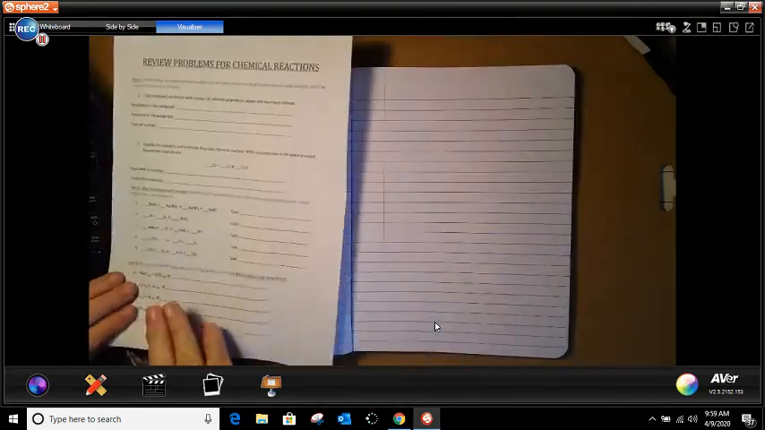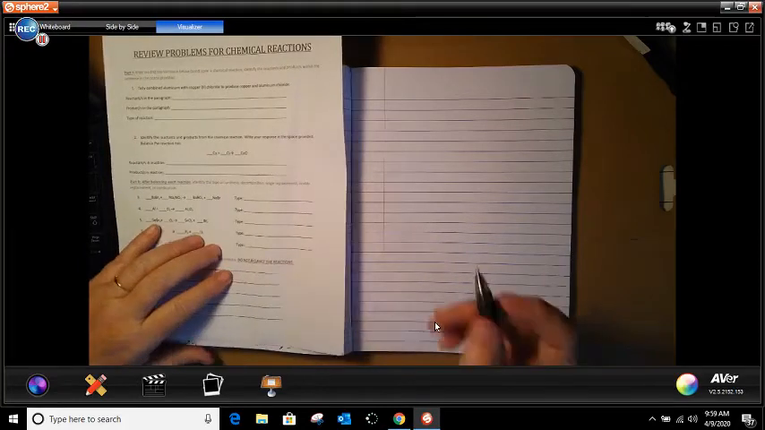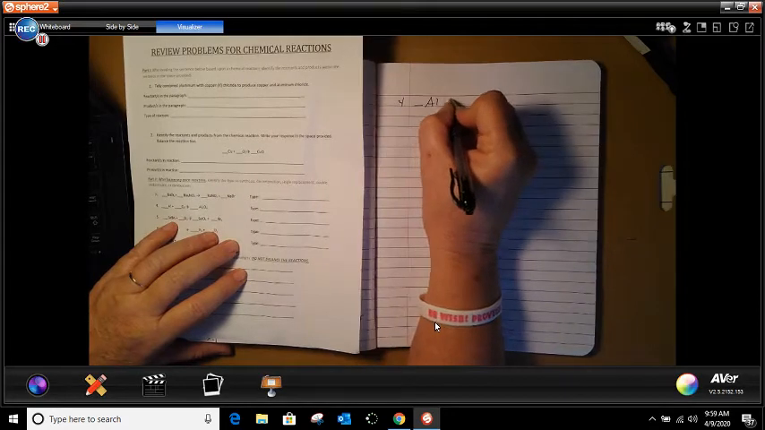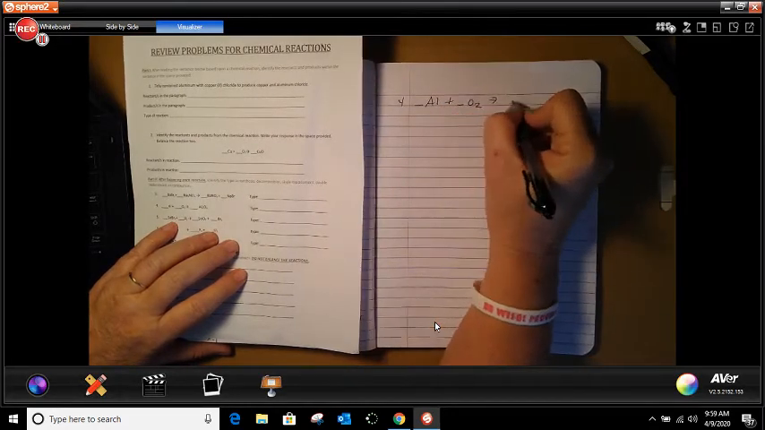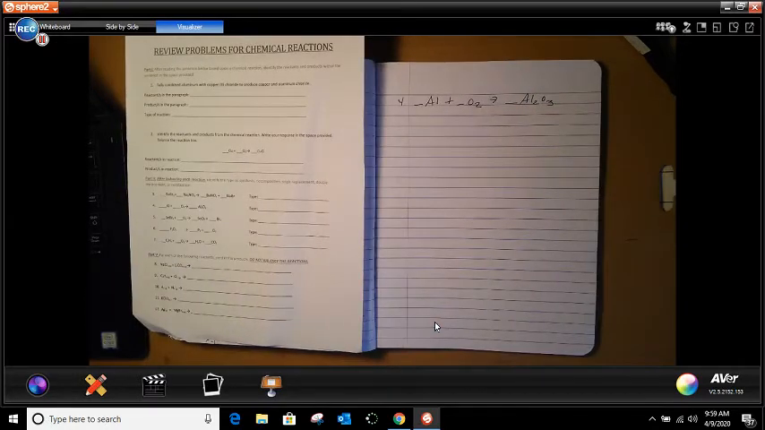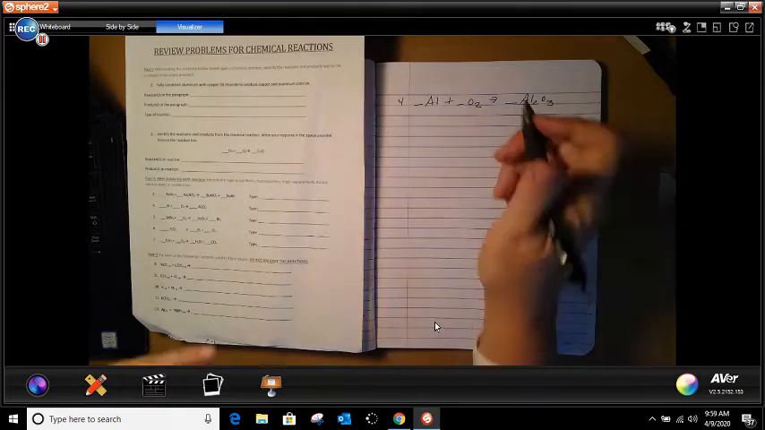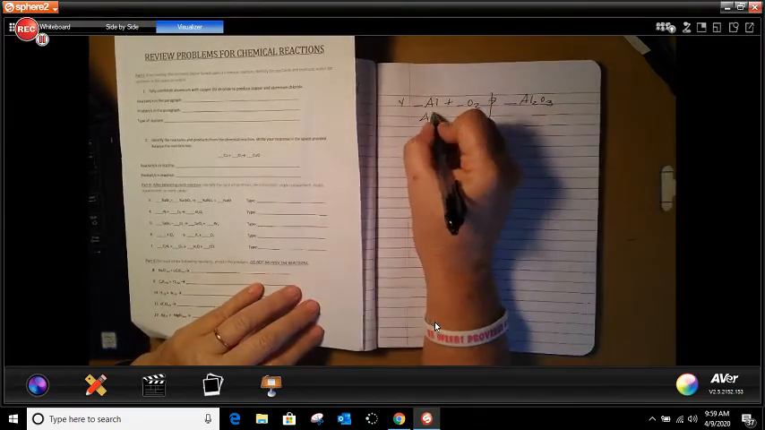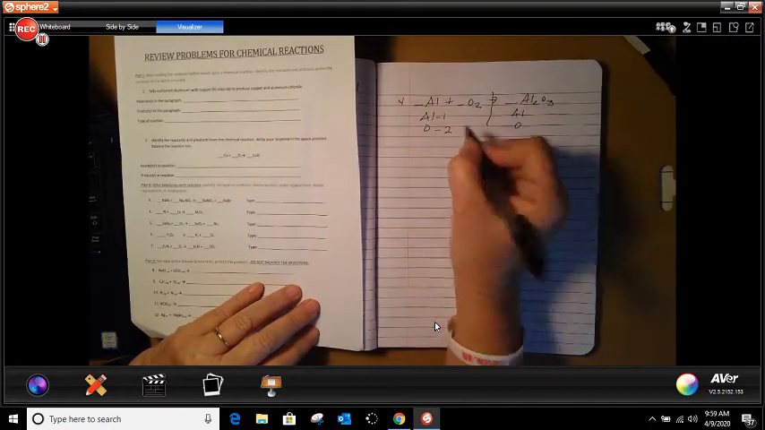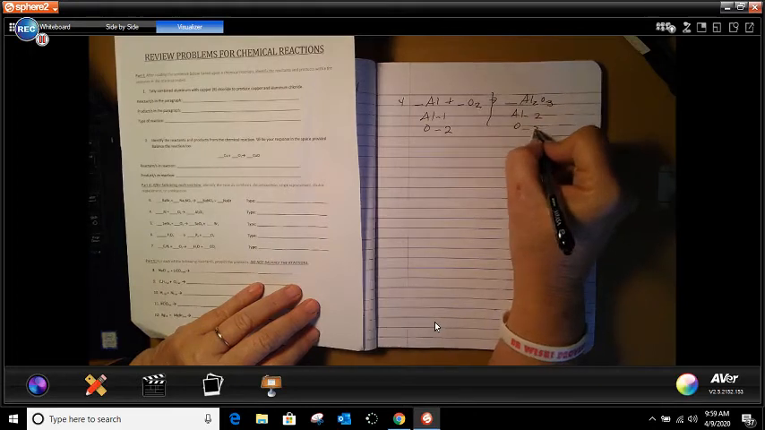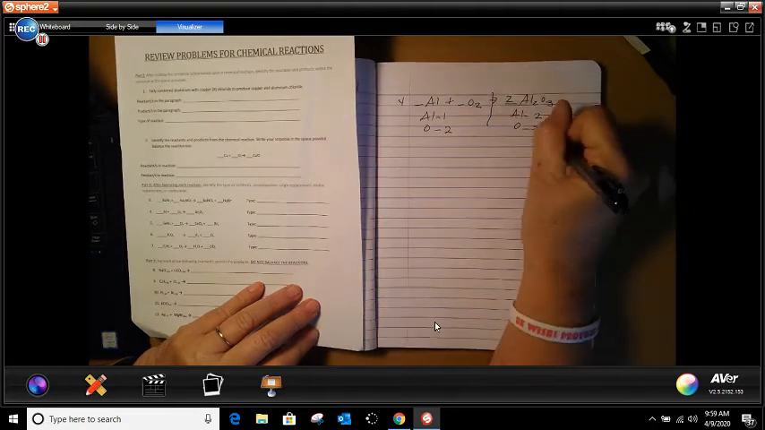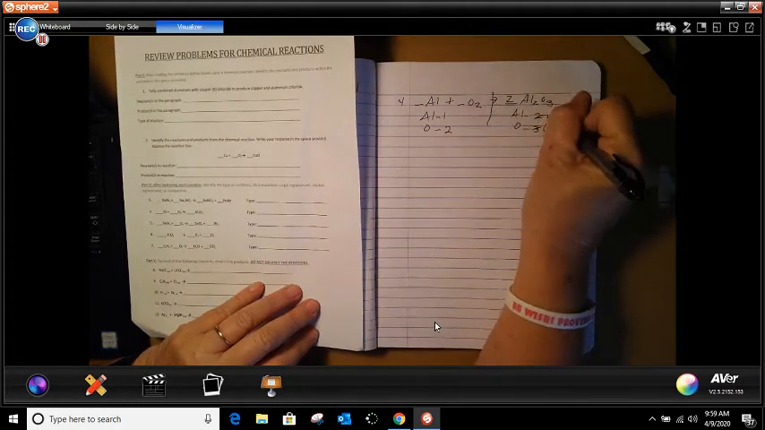Okay, so let's look at number 4. Number 4 says blank Al plus blank O2 yields blank Al2O3. So on there, I have drawn my little thing in between. I have Al and O, Al and O. Al is 1, O is 2, Al is 2, O is 3. And remember, Miss Sloan doesn't like odd numbers, so I'm going to put a 2 in front of here, which causes that to be a 6, changes that to a 4.